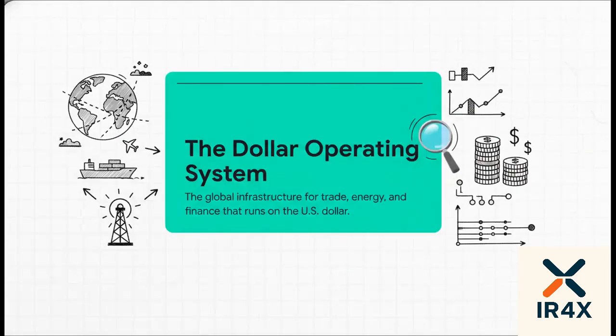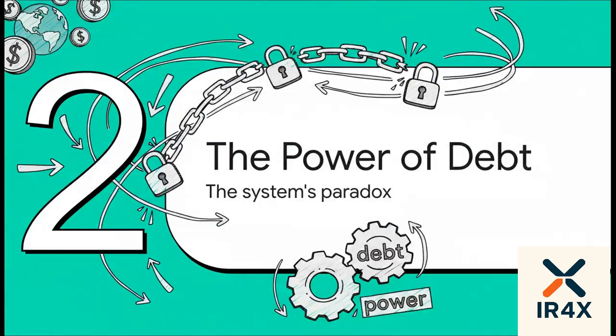And this gets us to the absolute core idea here, the dollar operating system. Seriously, stop thinking of the dollar as just money. Start thinking of it like the Windows or the iOS that the entire global economy runs on. It's the underlying code for pretty much all international trade and finance. Okay, now this is where things get really weird, kind of counterintuitive. We have to talk about the power of debt. It's the central paradox of this whole system.